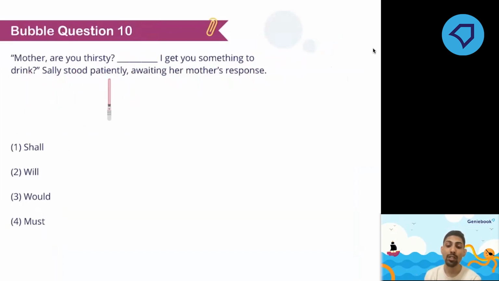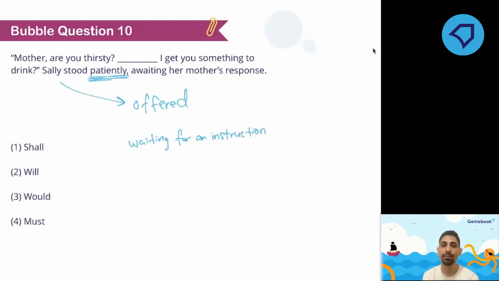Sally stood patiently awaiting her mother's response. So you see, Sally is being very patient. She offered, and now she's waiting for an instruction. Let's write that down. Waiting for an instruction. There is no tension. She's very willing to help. So that tells you that one of the options definitely cannot fit.